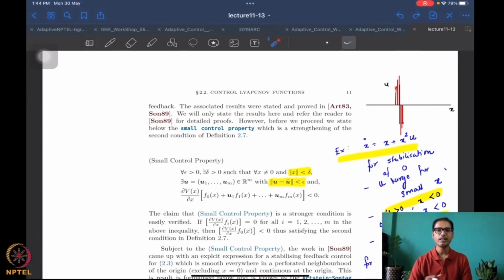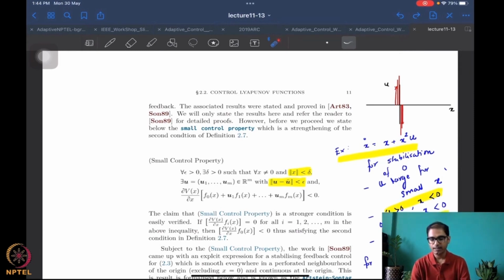In fact, this creates a discontinuous control. Even though the states are starting very close to the origin, the control that is needed to actually push them towards the origin is very large, almost plus or minus infinity.